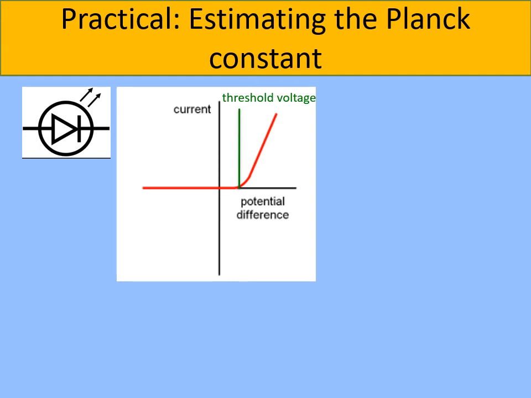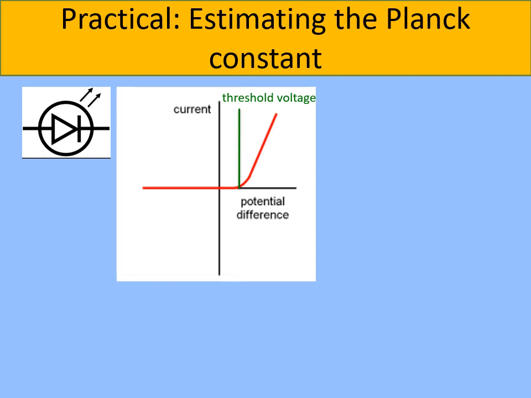For example, a red LED emits photons that are of a lower energy and requires a lower threshold voltage to make it conduct. On the other hand, a blue LED emits higher energy photons and requires a higher threshold voltage to make it conduct. How are photons produced?